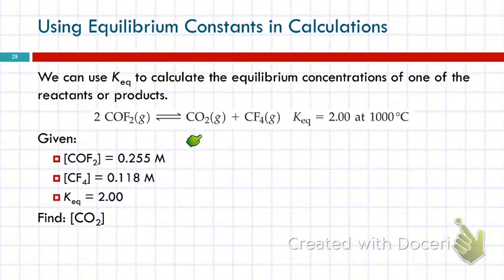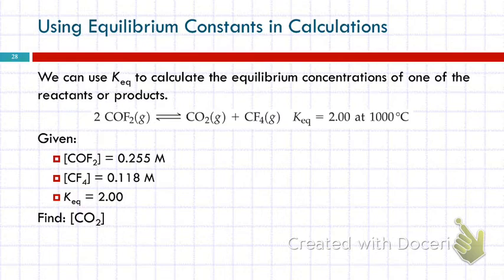So here we have an equation. COF2 is forming CO2 and CF4. Here's our equilibrium constant at 1,000 degrees. There again, it's just for our information, we can assume that this is occurring at that temperature. We're given this information here: equilibrium concentrations of two of the things and the equilibrium constant, which is just up here, and we're asked to find the other thing. So we write out the equilibrium constant expression, and then we'll note that one of the pieces is missing, and we have the other information.